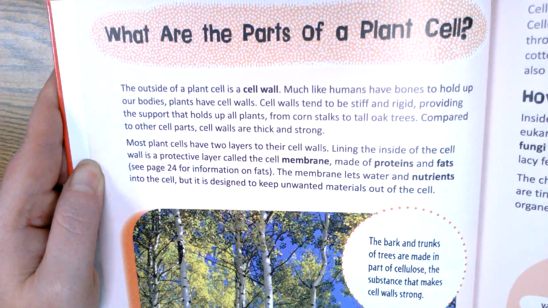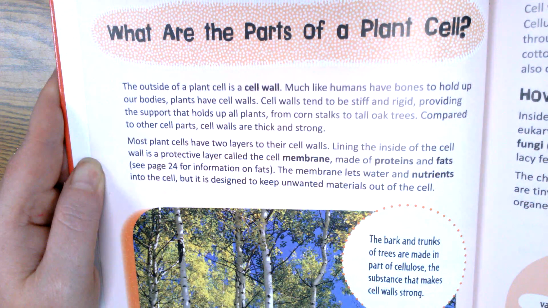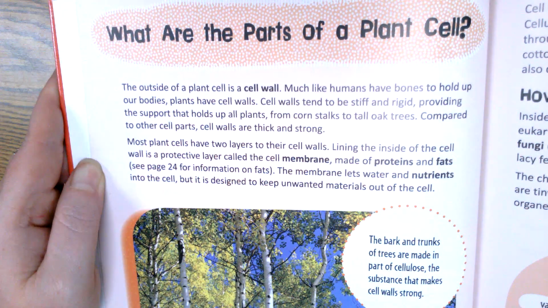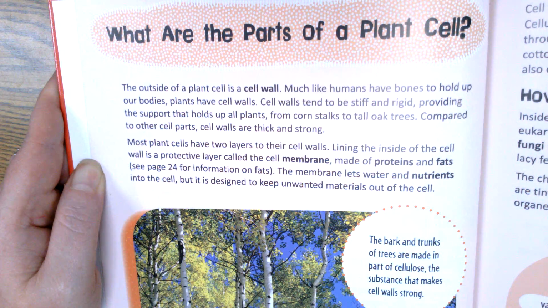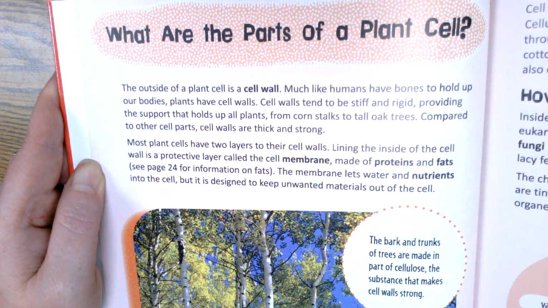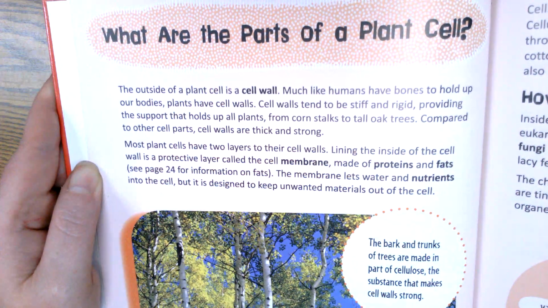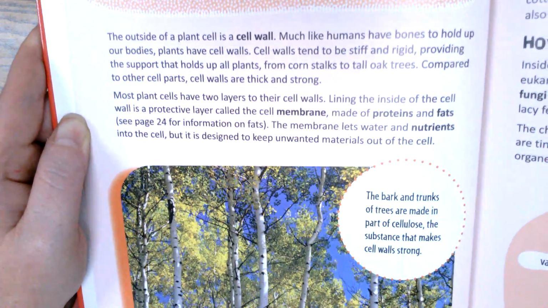Chapter 2. What are the parts of a plant cell? The outside of a plant cell is called a cell wall. Much like humans have bones to hold up our bodies, plants have cell walls. Cell walls tend to be stiff and rigid, providing the support that holds up all plants, from corn stalks to tall oak trees. Compared to other cell parts, cell walls are thick and strong.